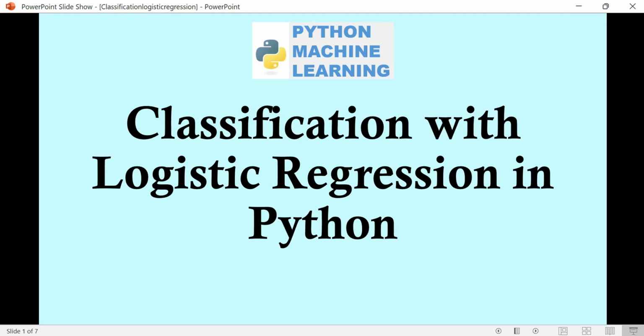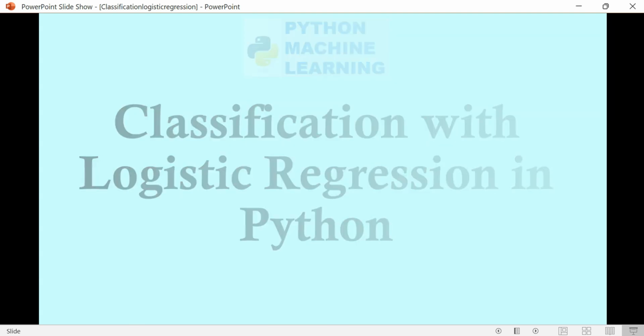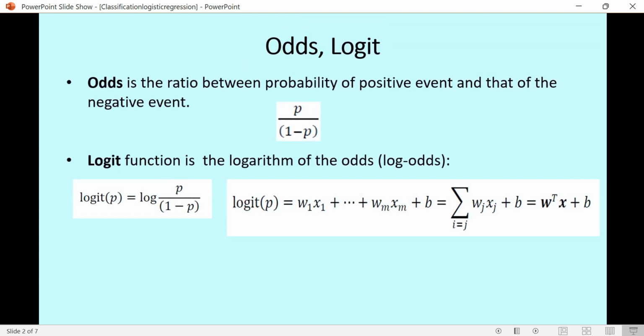Hello, in this video we explain the logistic regression algorithm for classification and its implementation in Python. Logistic regression is a model to estimate the probability of an event, the positive event which we focus on. For example, we are interested in whether a patient has a specific kind of symptom or disease, so the probability of this is the positive event.